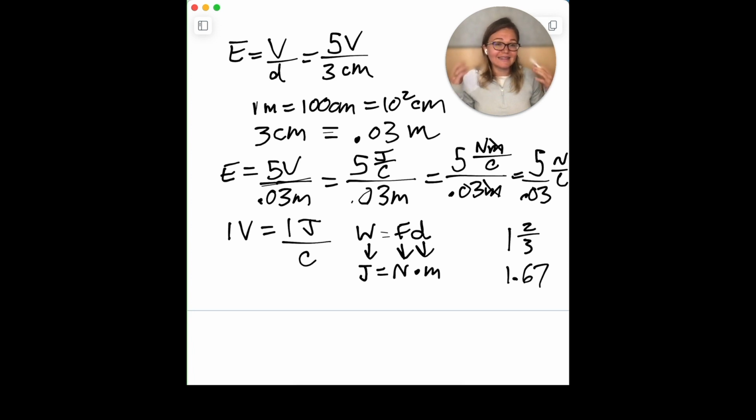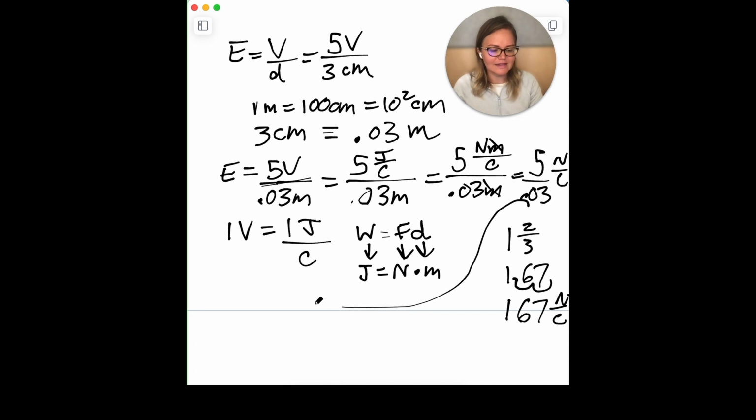So we're going to take that decimal point and move it 2 to the right, right? Because we had 2 decimal places in the 0.03. So we're just going to move the 1.67 decimal point over 2 to the right, and we're going to get 167 newtons per coulomb. But now, if you didn't like my way of doing the math, where I just said, okay, how many times does 3 go into 5, move the decimal place over, the other way you could do it is by converting this into scientific notation. So let's go over here and solve it with scientific notation.